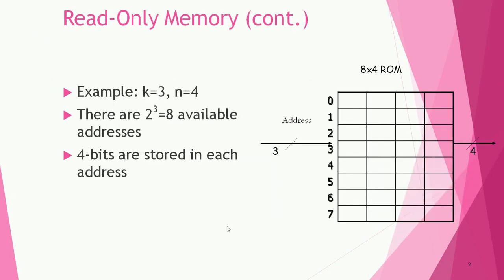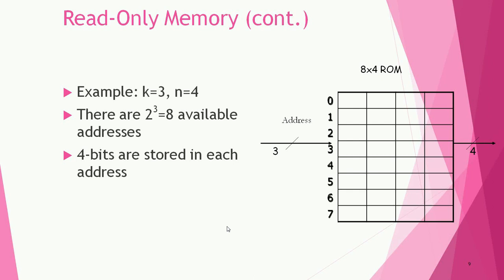Read only memory. Observe the example, k is equal to 3 and n is equal to 4. As shown in this diagram, there are 2 raised to 3, that is 8, available addresses, as I told you. Now how will these 3 address lines map to these 8 address locations? By using a decoder, and we will use a 3 to 8 decoder at the input side. So the 3 address lines will be the input of that 3 to 8 decoder, and the 8 output lines are given to these 8 locations.